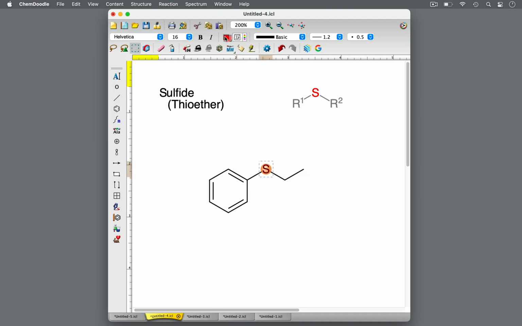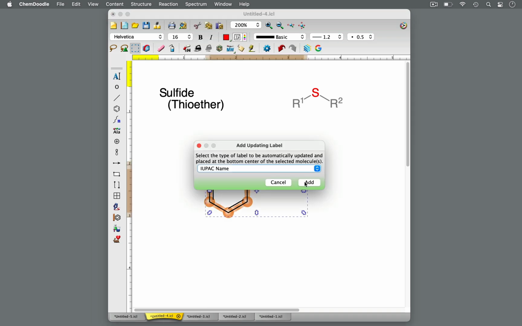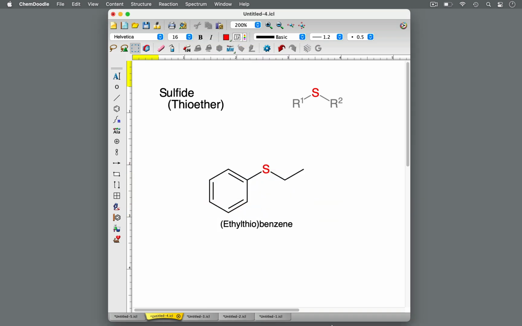In this sulfide, there is a phenyl or benzene group and an ethyl group bonded to the sulfur atom. This is ethyl thiobenzene. Similar to the systematic naming of ethers, the sulfide functional group is treated as a substituent on a parent chain. The alkyl thiol prefix denotes a sulfide.